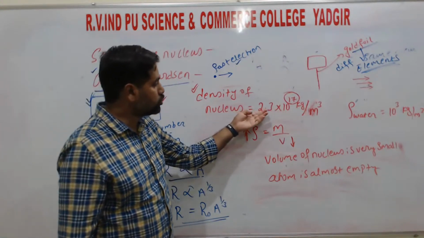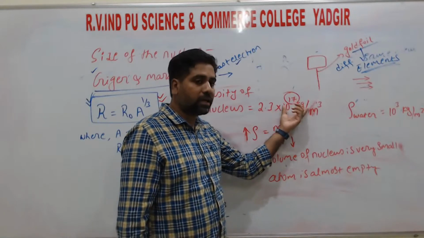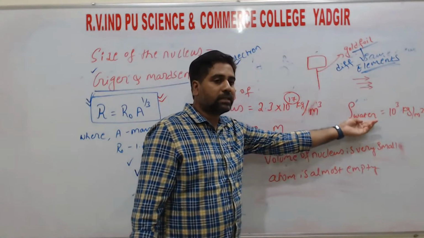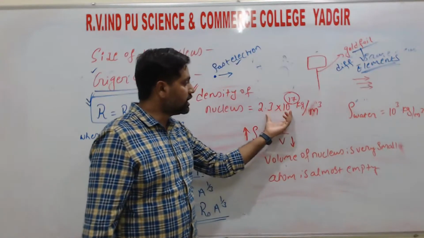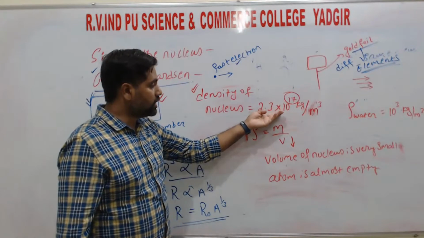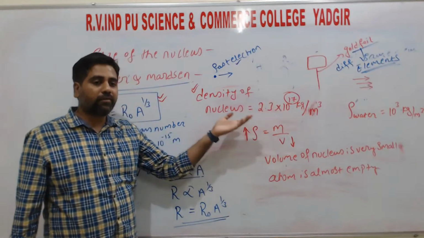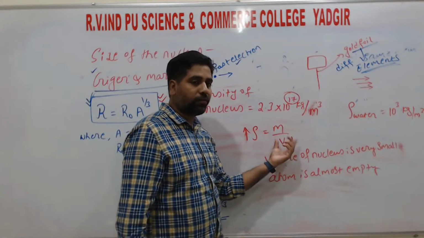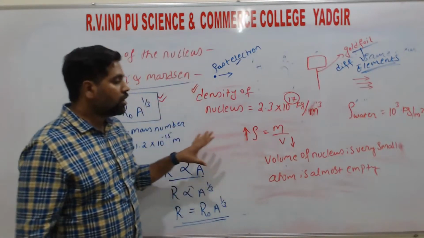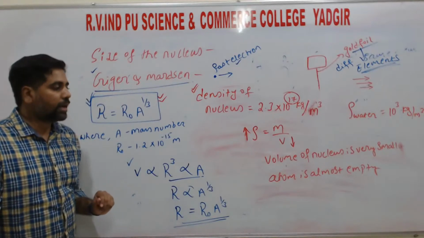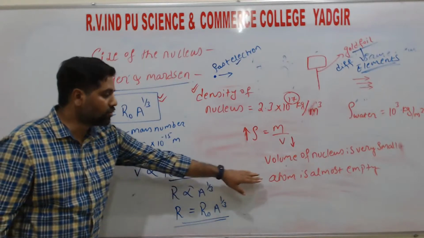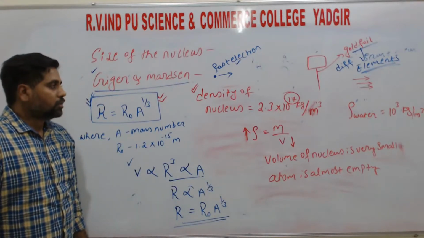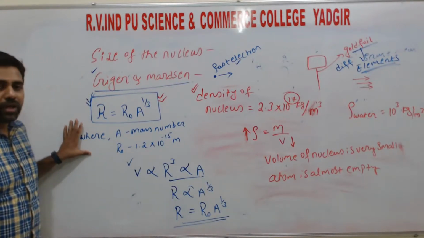The density value is 2.3 into 10 to the power of 17 kg per meter cube. This value is very much greater than the density of water. That means the density is very large. If density is more, then automatically the volume is very small, right? As the volume of the nucleus is very small, hence the atom is almost empty. This is also explained by Rutherford. So this is about the size of the nucleus.